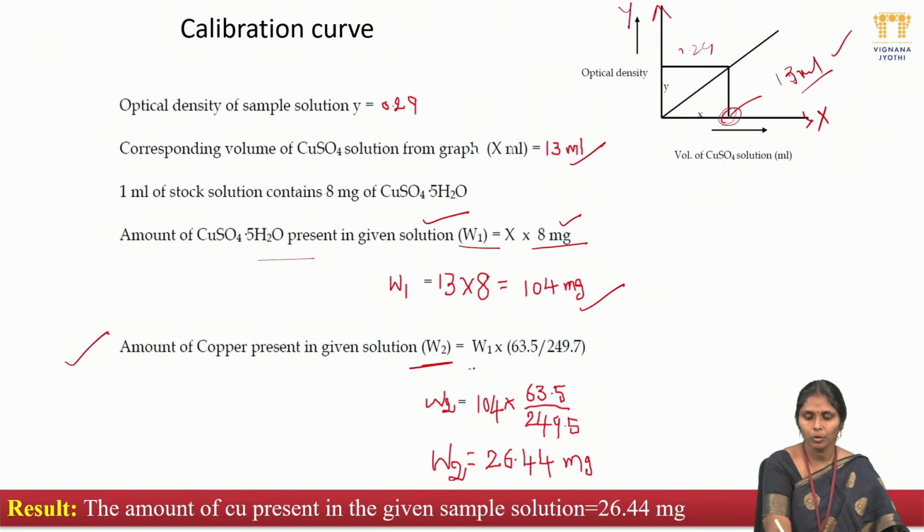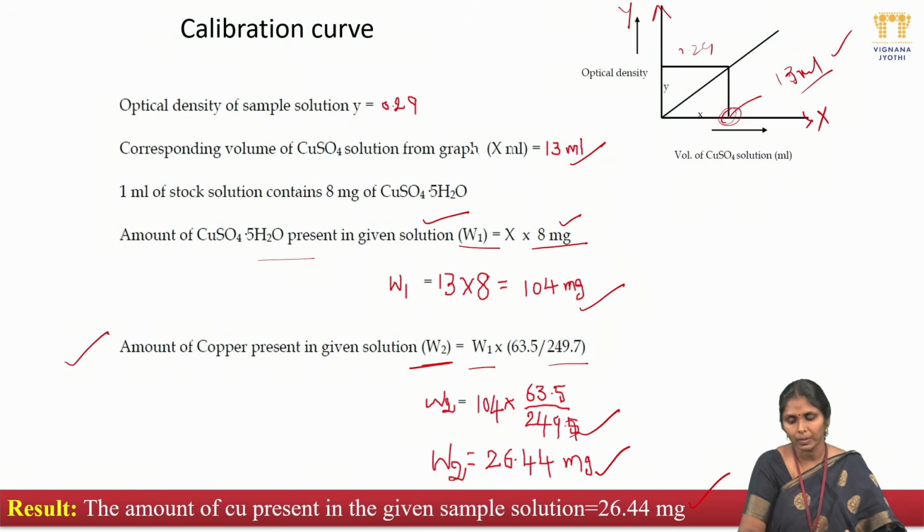That is how we can find it out: W1 into the molecular weight of copper, 63.5, divided by the molecular weight of copper sulfate pentahydrate, 249.7. So we finally get 26.44 milligrams. This is the final result of our experiment, the amount of copper present in the given sample solution, 26.44 milligrams. Here, also take the error values; based upon the given values we can find out the percentage of error. So this is about the instrumental technique, colorimeter.